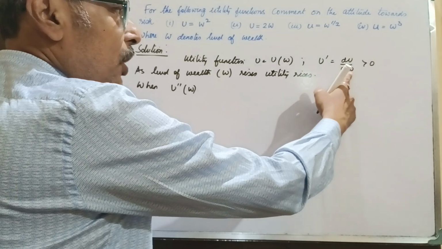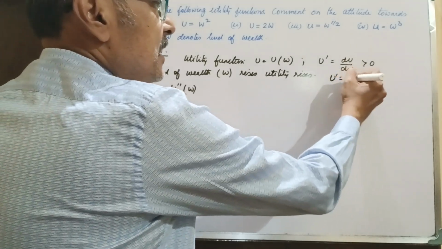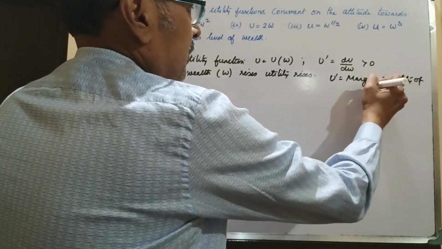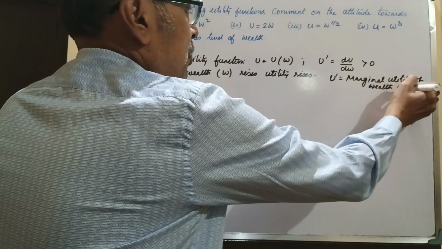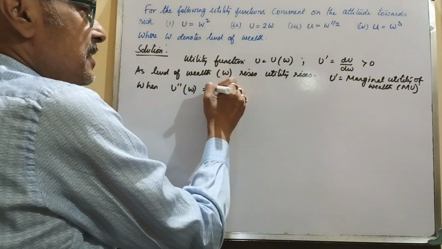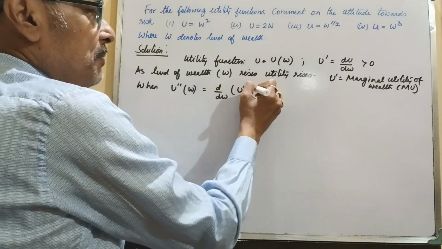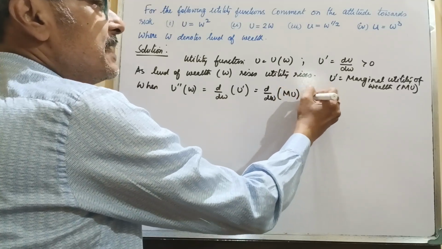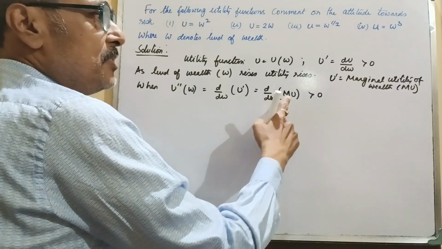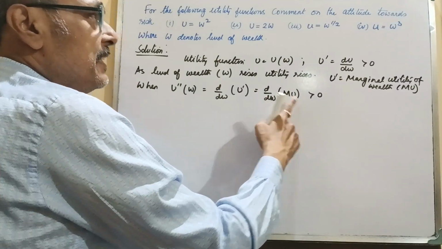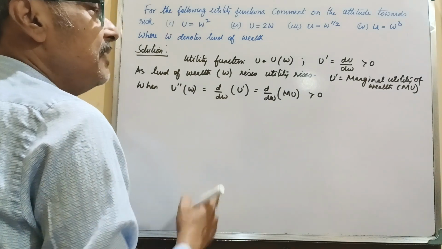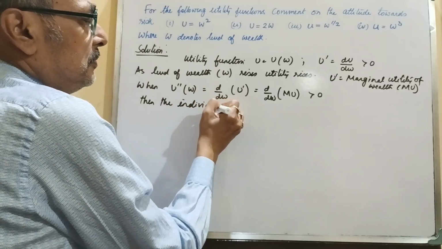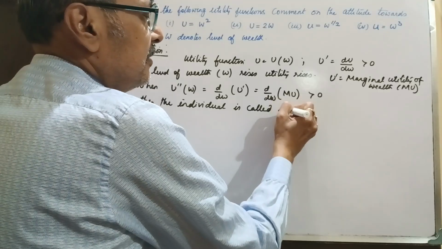Now the condition for attitude towards risk: u double prime of w. U prime is the marginal utility of wealth. So d/dw of u prime, that is d/dw of marginal utility in u, if this is greater than 0, that is when w increases, marginal utility of wealth increases, then the individual is called risk lover.